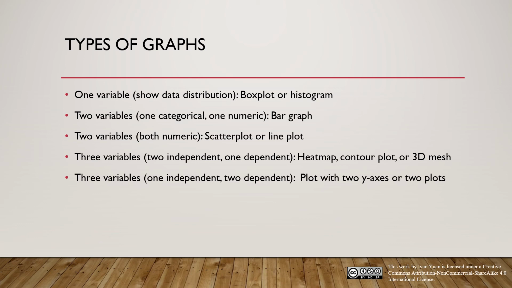However, it's worth noting that 3D meshes are often hard to read, and it is a good idea to include multiple perspectives of the 3D mesh, or else our readers will not be able to successfully interpret the mesh. And finally, if you have three variables with one independent variable and two dependent variables, for example, the number of days, the temperature and the humidity, you might want to plot with two y-axes, with one on the left and one on the right, or you may just use two plots.